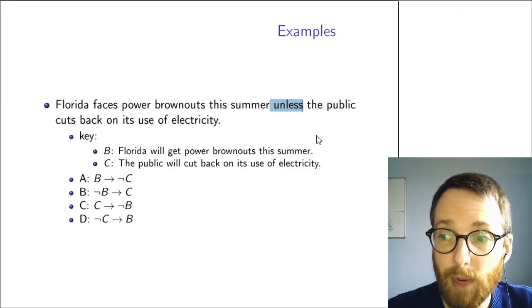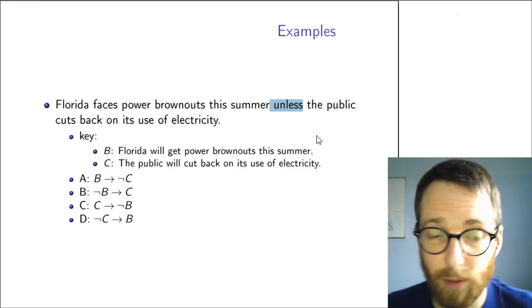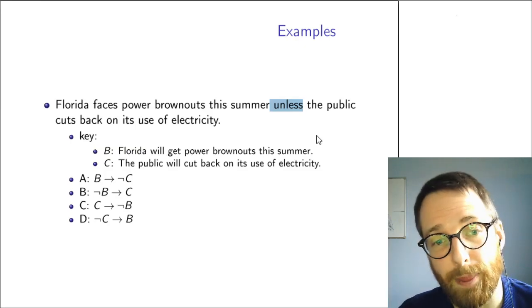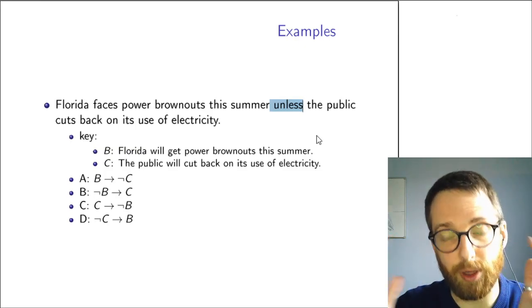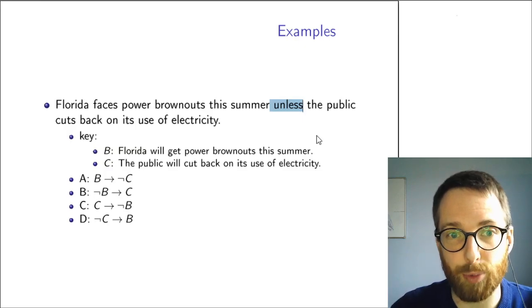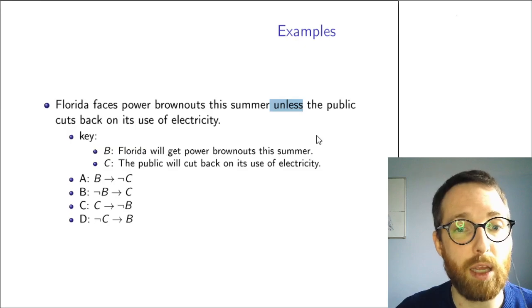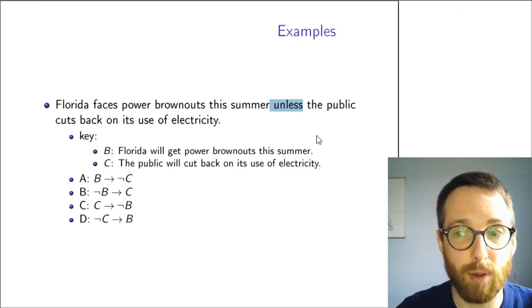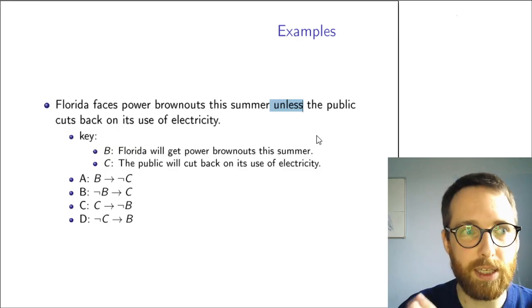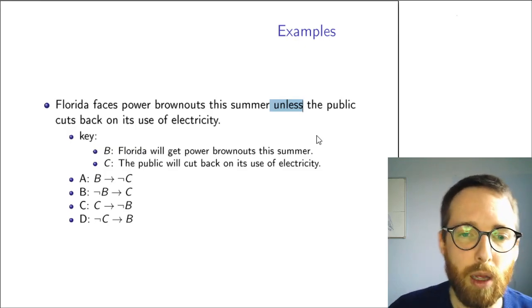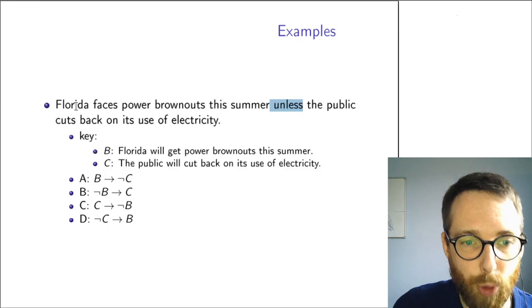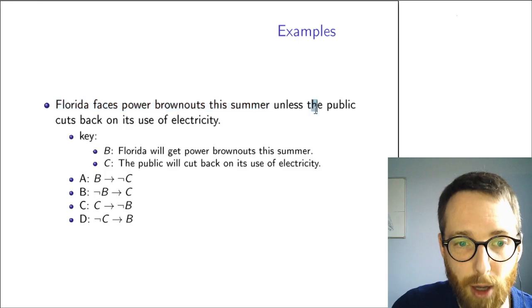So if I try to symbolize that, I'll remember that in order to get from the English with an if in it into TFL with arrows, I need to rearrange the sentence so that it's in the form if A then B instead of in the form C if D. So we've got Florida will get power brownouts, so B if not C.